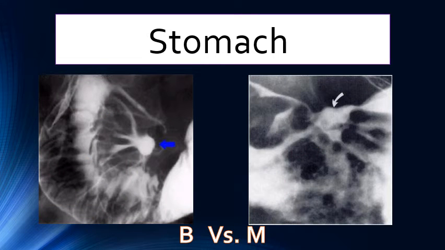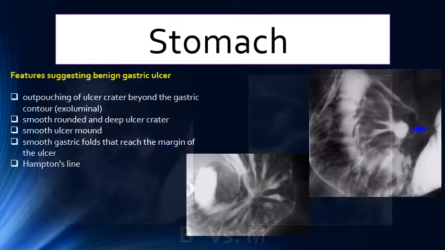Okay, when we are speaking about the stomach, mainly we can speak about the ulcer. We have two main ulcers of the stomach. The benign, which is a peptic ulcer, and the other is a malignant ulcer. We will discuss the differentiation between both. As we see here, this is the ulcer and this is another type of ulcer, and we will discuss.